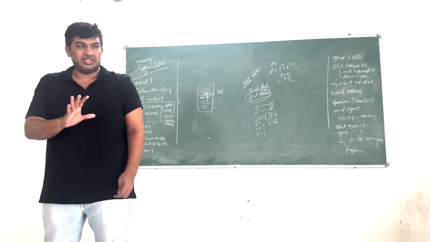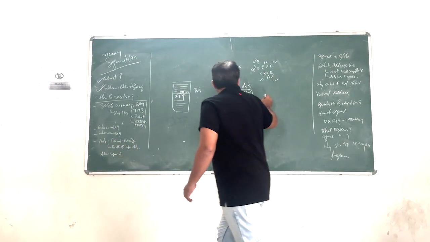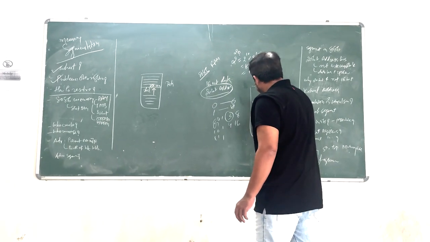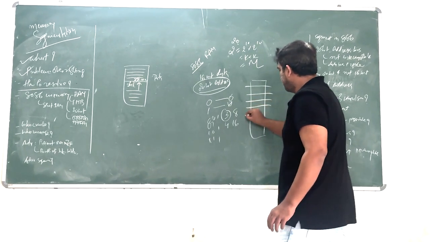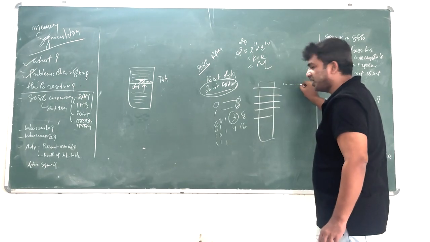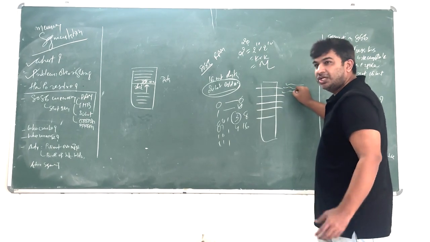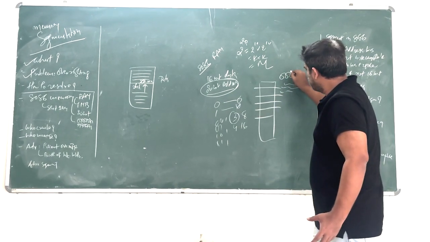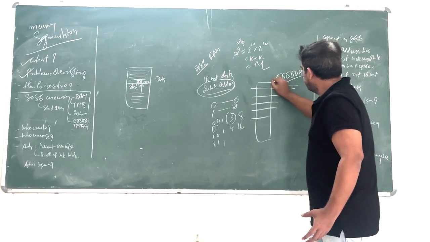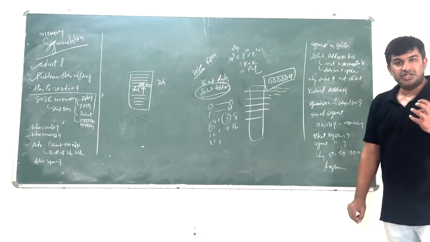Okay. Now, if this is my memory, this is about location. So this is 20 bit location. This is 20 bit location. Okay. Now 00000H is my 20 bit number. True or false?